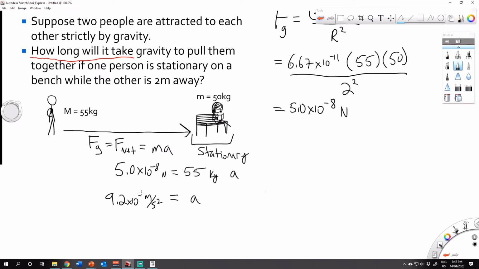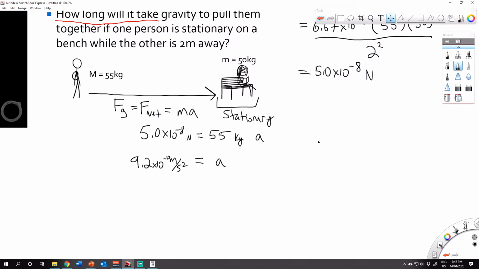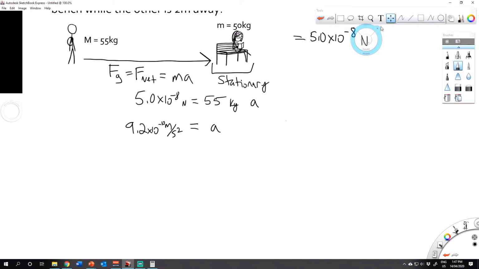To the negative 10. There we go. So that's how fast the person is accelerating. Very small acceleration. And then the time it takes, we'll go back to one of our kinematics formulas. So we're looking for time.